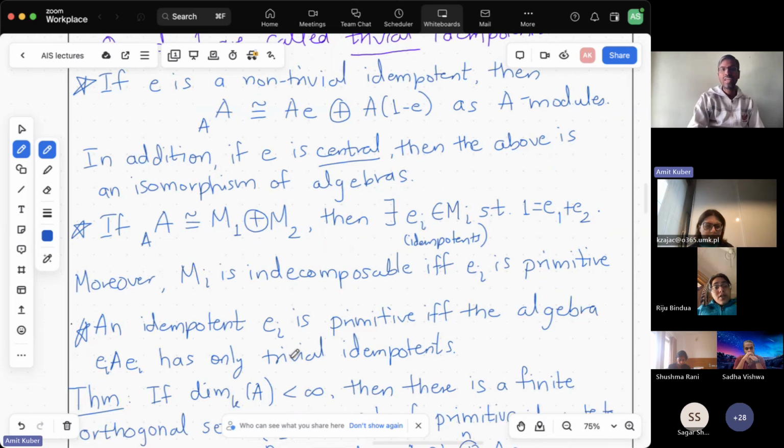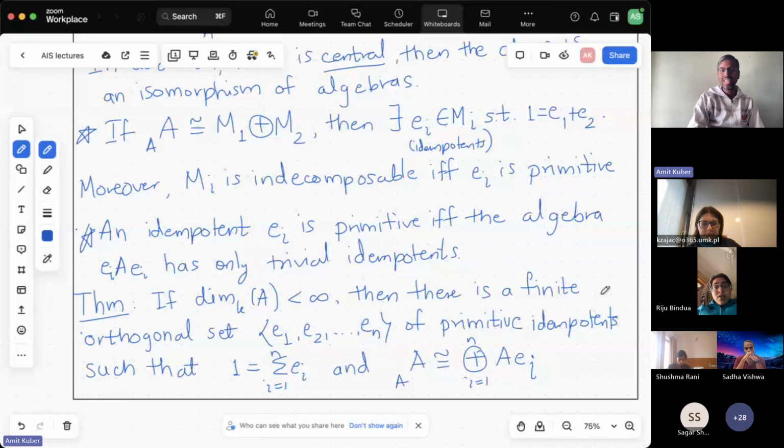And if we are working with a finite dimensional algebra, then there is a complete set of primitive orthogonal idempotents, but a finite one. Which means there are idempotents e_1 to e_n such that one can be written as the sum of the idempotents, and the left regular module can be written as the sum of these indecomposables, the Ae_i. We are going to call these Ae_i the projective modules. We'll see that soon.